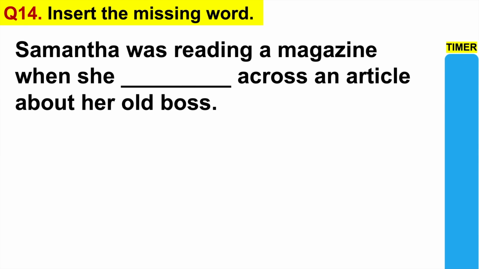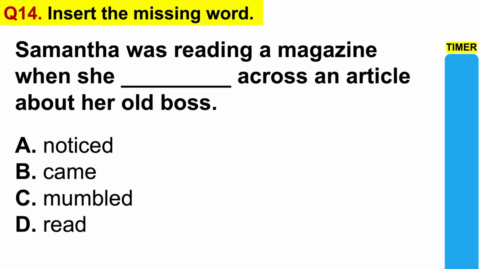And question 14, Samantha was reading a magazine when she blank across an article about her old boss. Is it A, noticed, B, came, C, mumbled, D, read? Here is your timer.